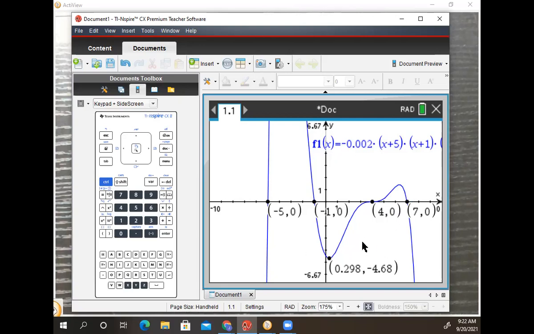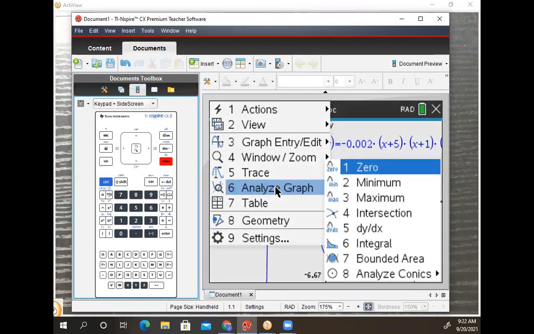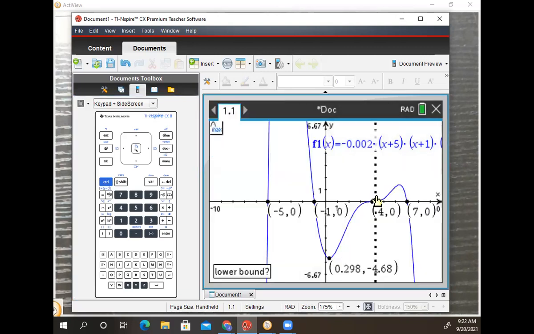Now I've got two maximums, one here and one here. I'm going to find this one first since I can see it on the screen. So menu, analyze graph, maximum. Again, I'm clicking on either side of where I know that maximum is. I don't need to try to land on it. Is this a local or a global maximum? This is local again. Yeah, I have points on the graph higher than this. So I have a local maximum at 6.34, 1.41.